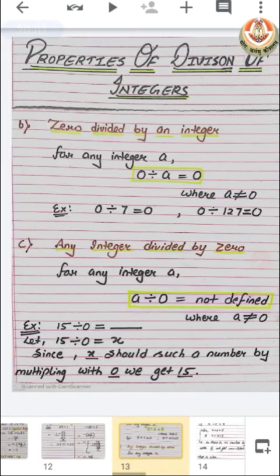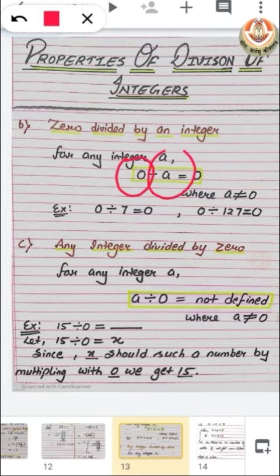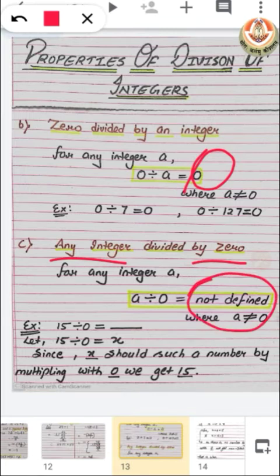Next one, 0 divided by an integer. When 0 is divided by any integer, whether it is positive, negative, small, big, the answer is always 0. Whereas when any integer is divided by 0, its answer is not defined. Okay?